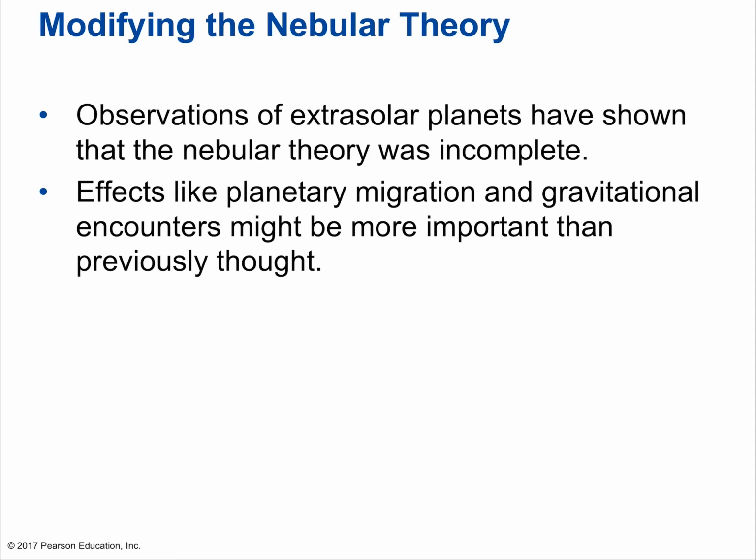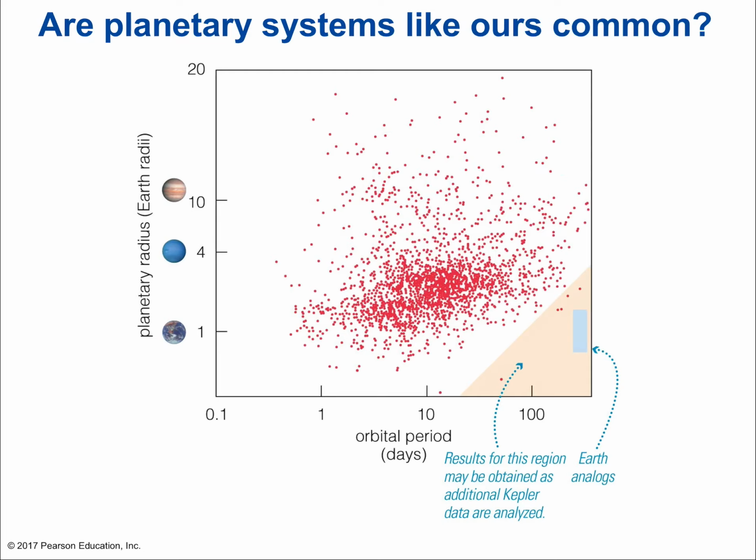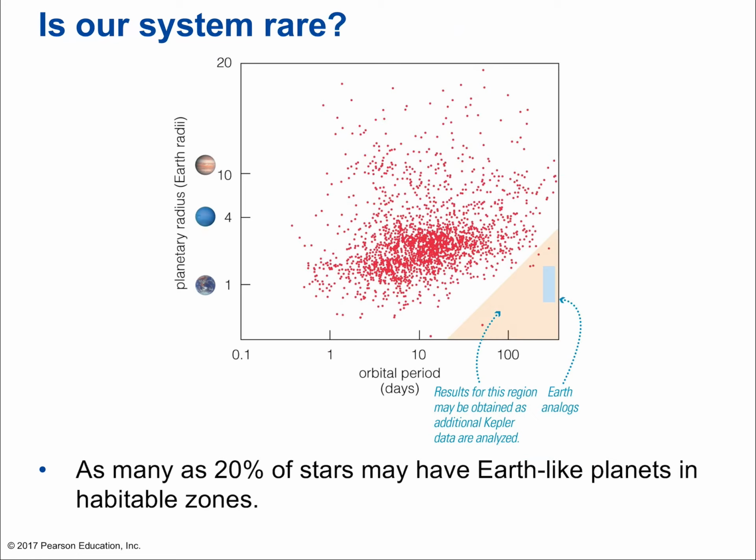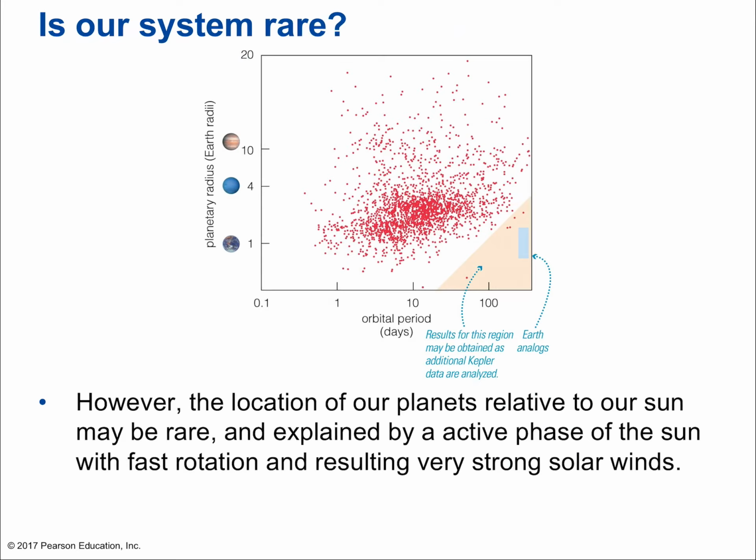So observations of extrasolar planets have shown that the nebular theory was incomplete, not wrong, but incomplete, and effects like planetary migration and gravitational encounters might be more important than previously thought. And our solar system just had a little bit less of that than many solar systems have. So our solar system might be somewhat unusual, but not incredibly rare. As many as 20% of stars may have Earth-like planets in habitable zones. However, the location of our planets relative to our sun may be rare and explained by an active phase, as I said before, of the sun with fast rotation, resulting in strong solar winds.